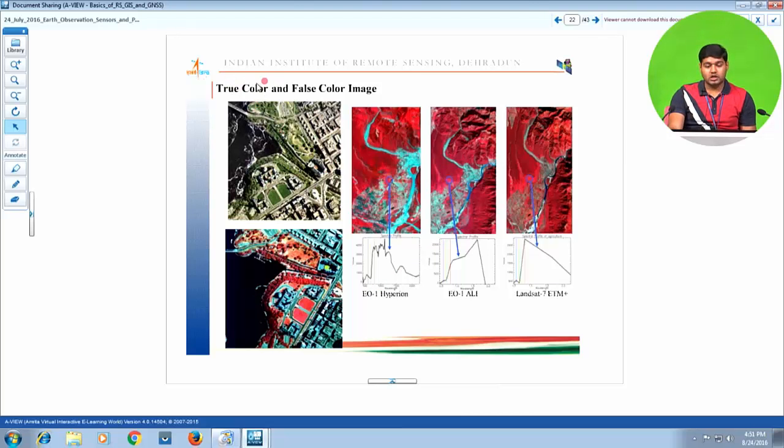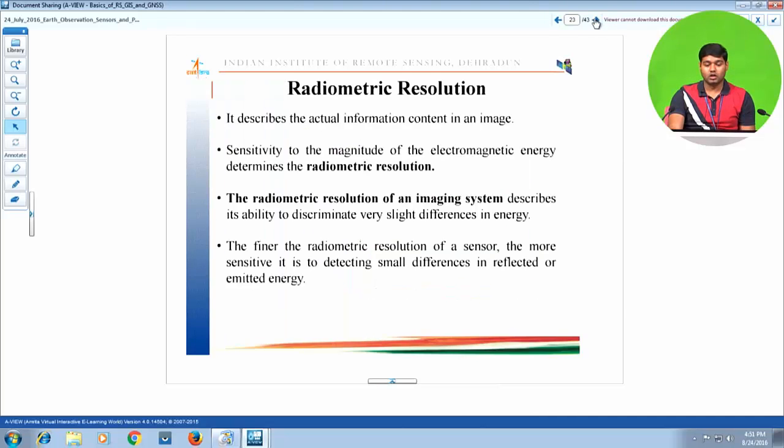Using that, you can generate different true color and false color composites. So why are we going for false color and true color? You already know that using a standard false color composite, whatever features are not clearly visible through true color, we can interpret very clearly. And vegetation features give very high reflectance in the near infrared range, that's why we are using standard false color composite images.